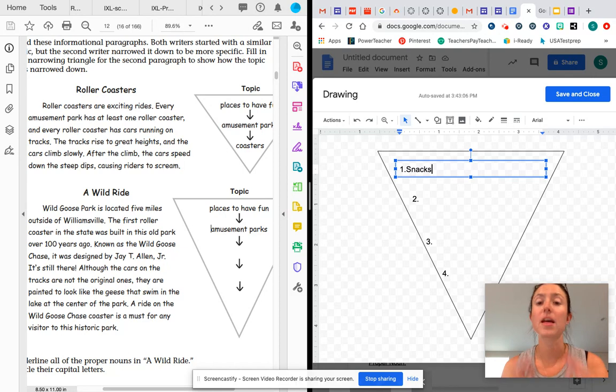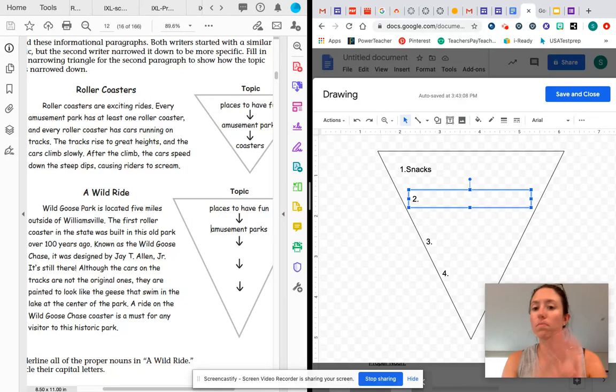Okay, that's super broad. Now, underneath snacks, there's a ton of different answers. You could have healthy snacks, you could have sweet snacks, you could have salty snacks, you could have before bed snacks, you could have all these kinds of things. So I'm going to choose, and I'm going to say salty snacks.